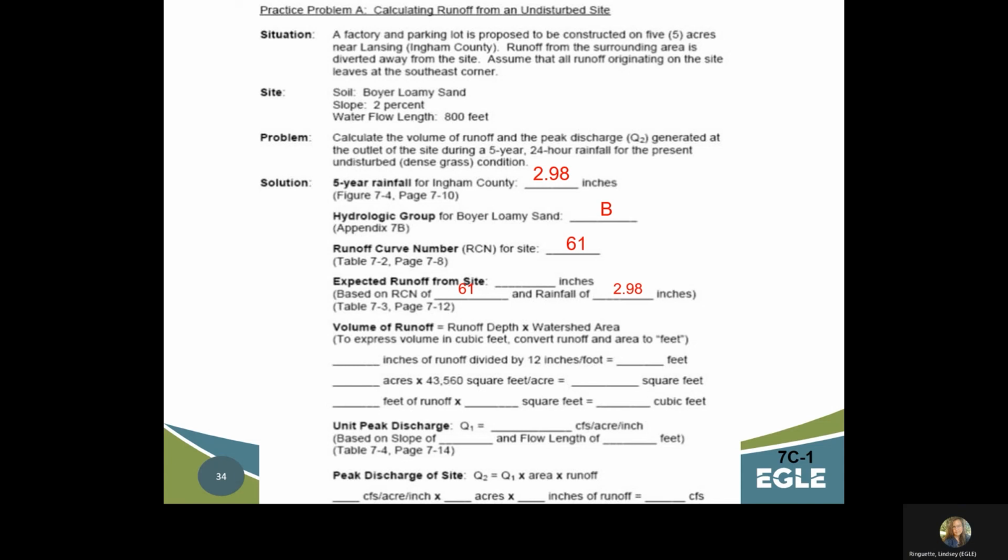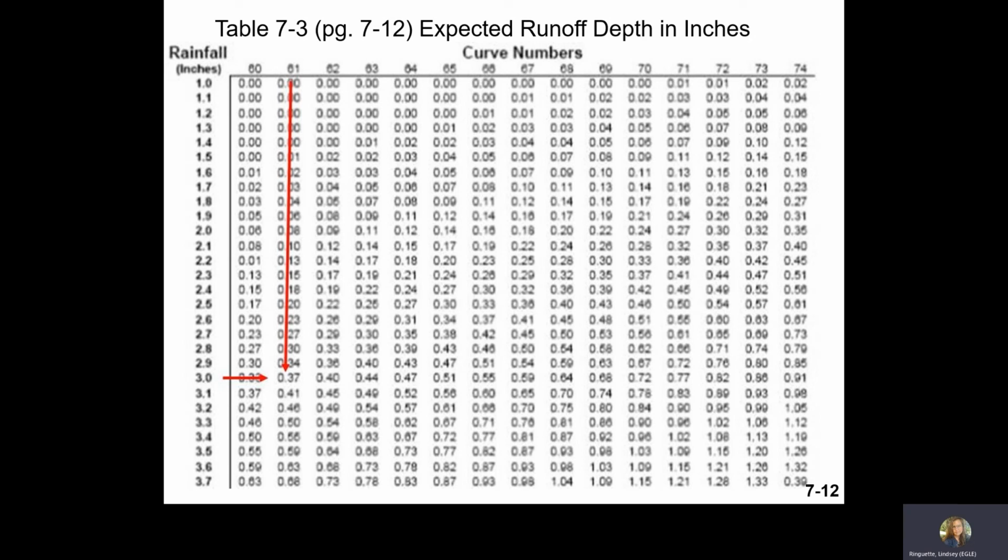Please refer to Table 7-3, expected runoff depth in inches to find this value. Here's Table 7-3, expected runoff depth in inches. This is when we will have to round up the rainfall value that we obtained earlier from 2.98 to 3.0 inches. As you can see, the rainfall is only in tenths of an inch on this table. Once rounding up the rainfall to 3.0 inches and knowing the runoff curve number 61, we can see the expected runoff depth to be 0.37 inches.